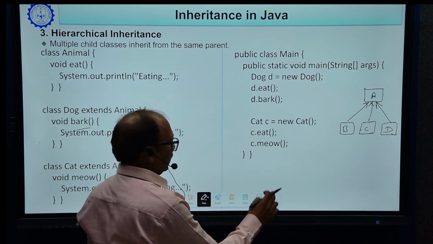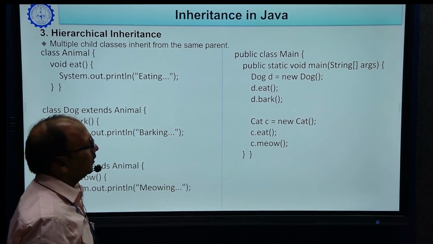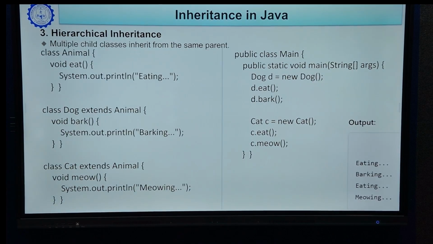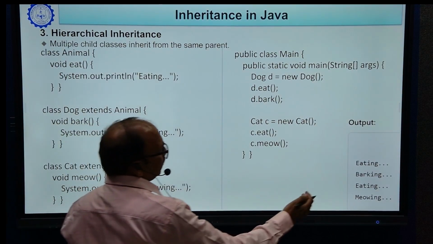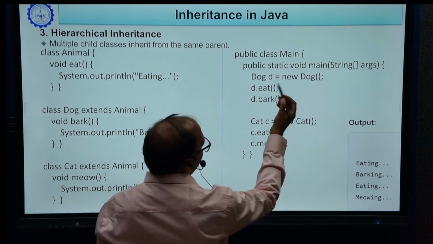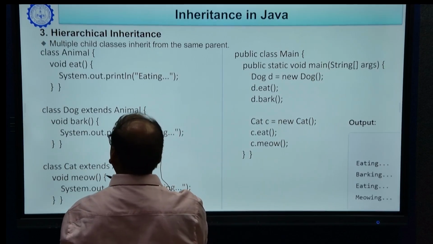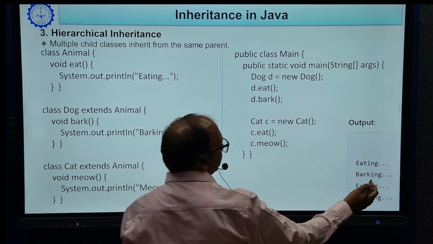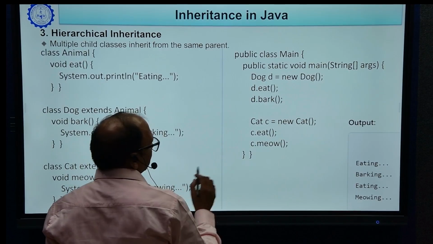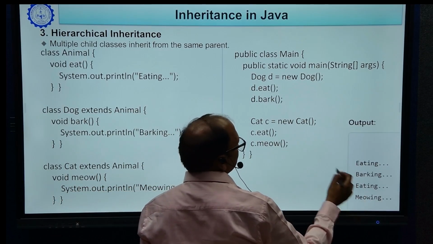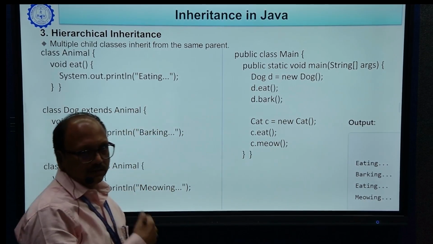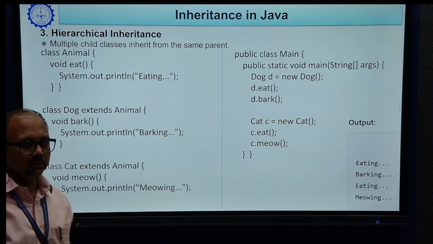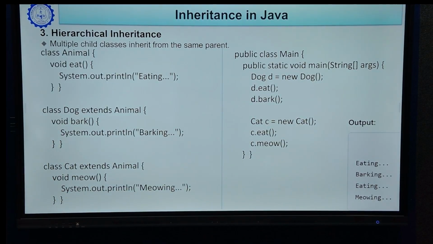So this is written here, and the output will be like this. Eating, barking, when we are calling the method of the parent and the method of the object of the dog class, so eating, barking. When we are creating an object of the cat class, then we are calling the method of the cat class as well as the method of the parent class, right? So this is the hierarchical inheritance.